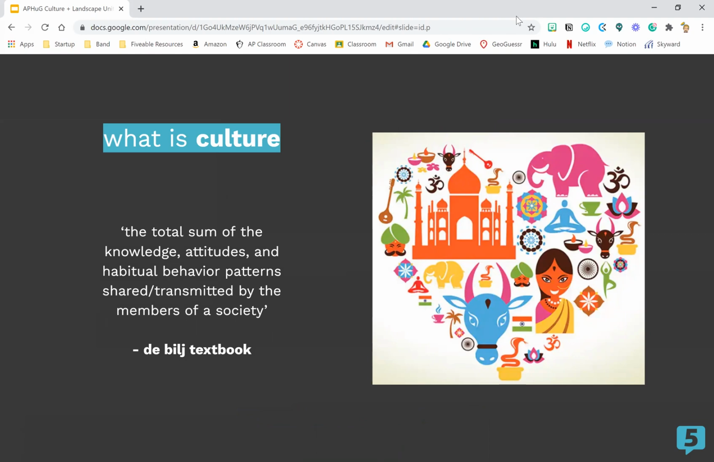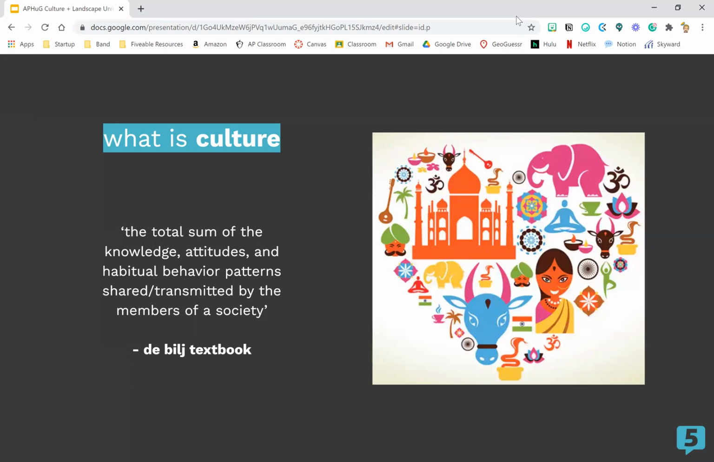A lot of textbooks will have slightly different definitions, but just looking at a definition of this is pretty useful in my opinion. Looking at definitions of things is useful in general in AP Hug, but here you should try to figure out what each word means in this definition, why it's there. It's the total sum of knowledge, attitudes, and habitual behavior patterns shared and transmitted by members of a society. It's kind of confusing, but it's really not. It's just talking about what does your society think, what do they know, and what do they do? Attitudes are what they think, knowledge is what they know, and habitual behavior patterns are what they do.